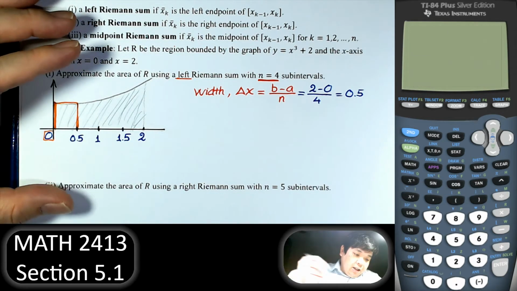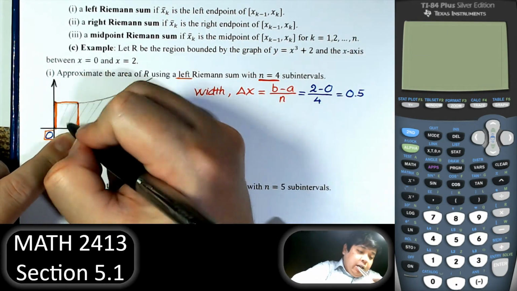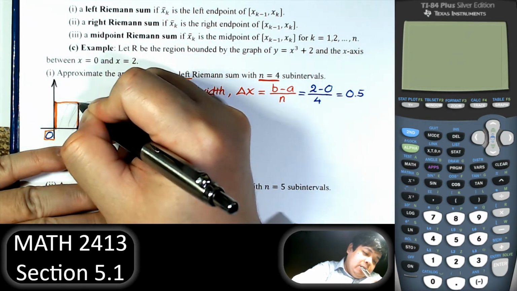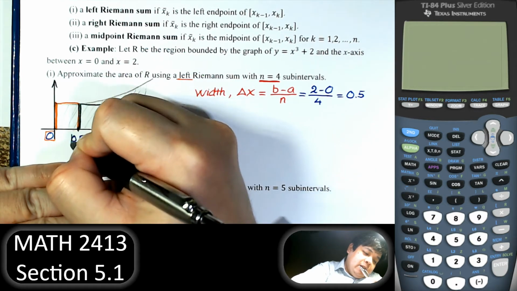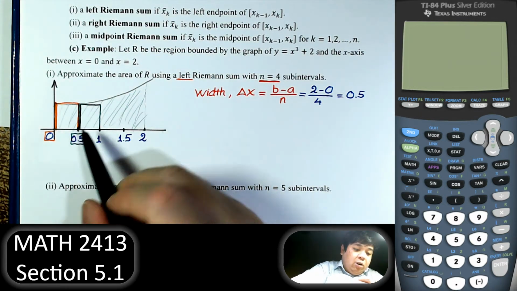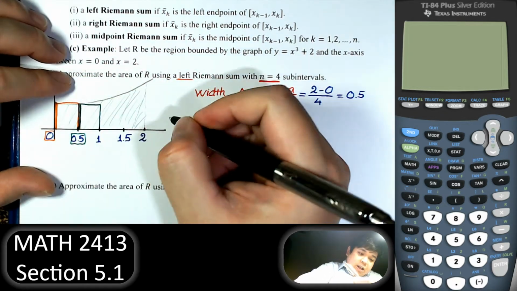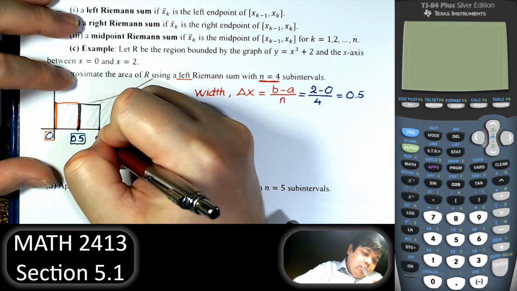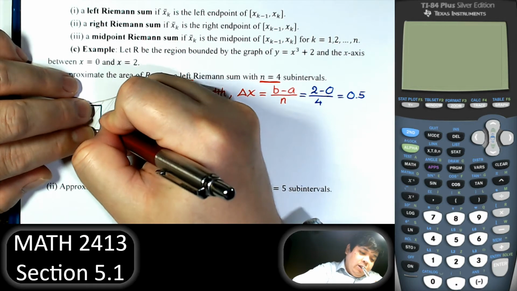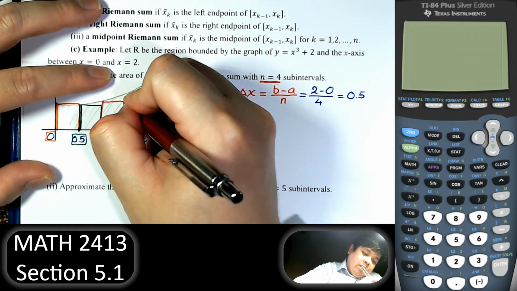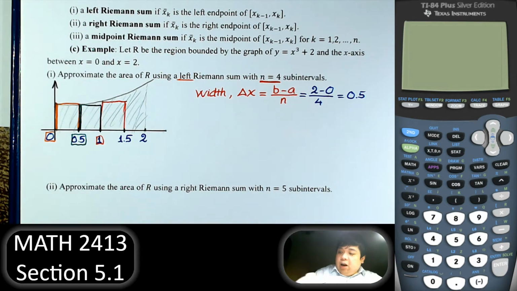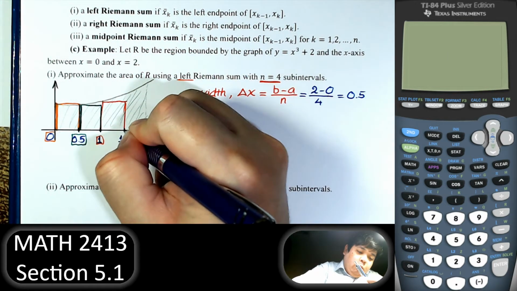Second, from 0.5 to 1, we use the left point and find the height. That gives us the second rectangle. For the second rectangle, we use the left endpoint to find the height. Next, from 1 to 1.5, we use the left point, which is 1, and we find the area of this rectangle. And finally, from 1.5 to 2.